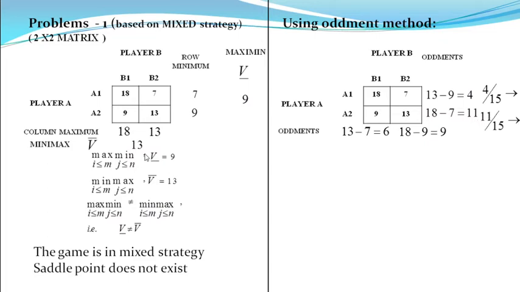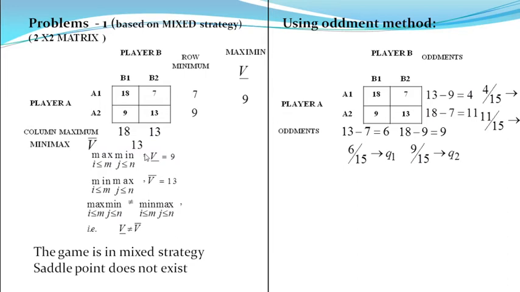Like that, P2 is equal to 11 divided by the sum of these two oddments, 4 plus 11, which gives 15. Repeat the same row-wise for player B. Q1 is equal to 6, the oddment we have, so 6 divided by 6 plus 9 gives 15. And 9 divided by 6 plus 9 gives 15.